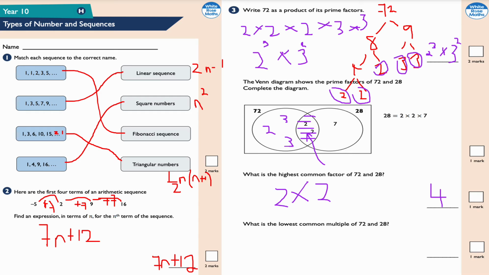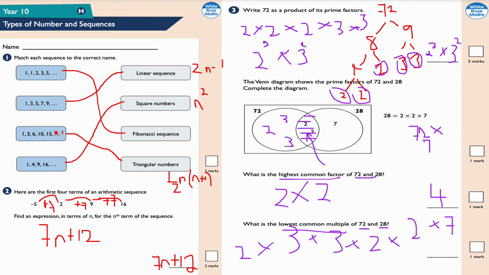The next one, what is the lowest common multiple of 72 and 28? So that's multiplying all the numbers in the Venn diagram. So it's 2 times 3 times 3 times 2 times 2 times 7. Working this out, 2 cubed times 3 squared is 72, times 7.